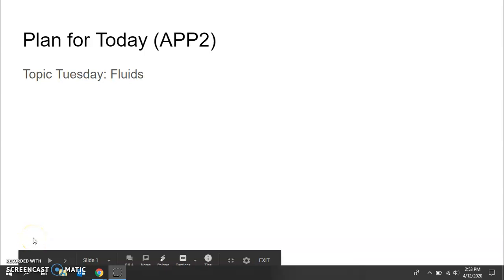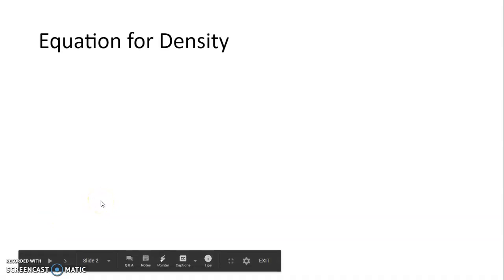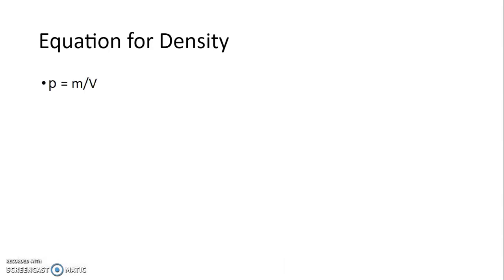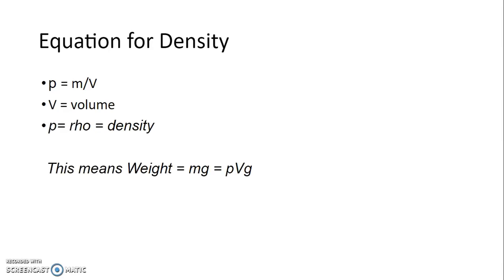It's time for another Topic Tuesday. This one will be over fluids, and it'll be our last Topic Tuesday. So one thing we talked about with fluids is density. That is rho equals m over v, or density is mass divided by volume.